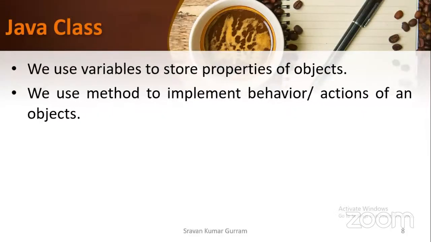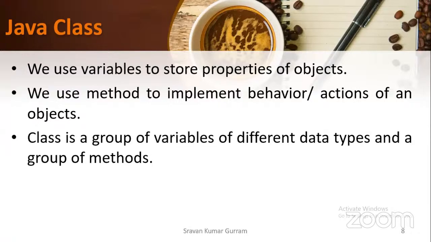We use some variables to store the properties of the objects. As we covered already, a class may contain properties and actions. So if you want to store the properties, we use variables. And if you want to implement actions or behaviors, you must implement methods. A class is a group of variables of different data types and a group of methods.